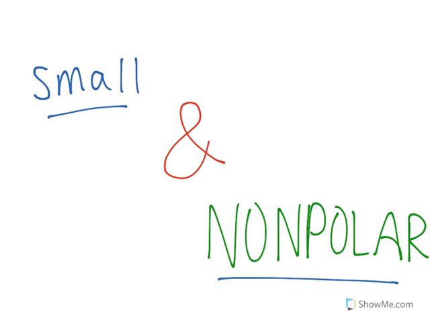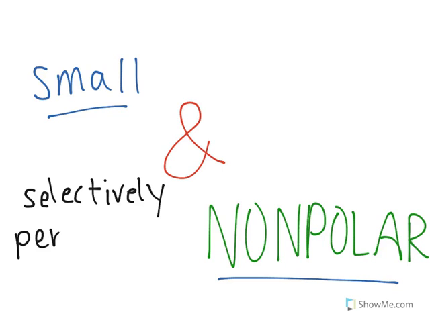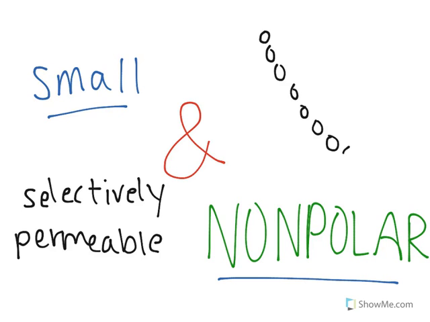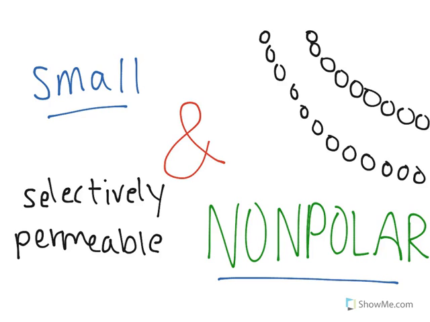The reason that only small and nonpolar molecules can move through the cell membrane is because the membrane is selectively permeable. Another way of saying this is semi-permeable. So this characteristic of cell membranes allows it to filter out things that it doesn't really want to get through. And as you remember, cell membranes are made of this phospholipid bilayer.